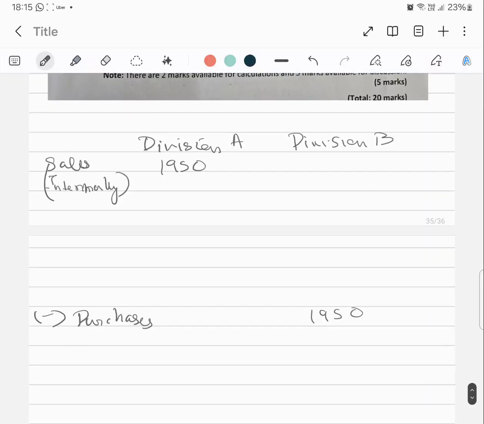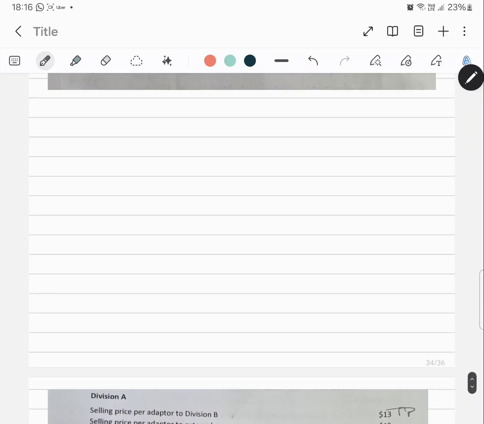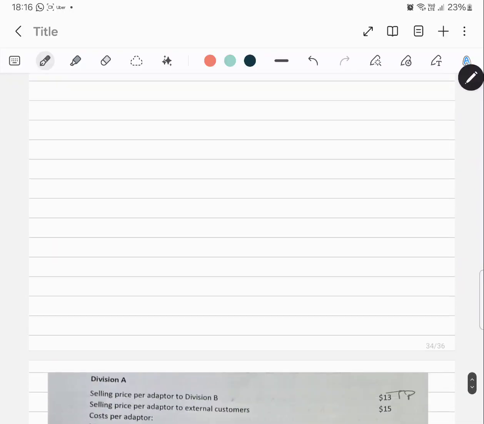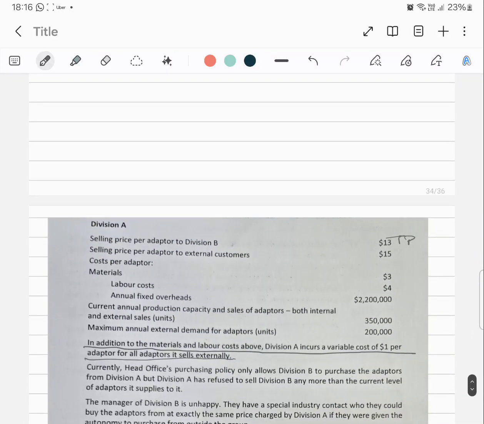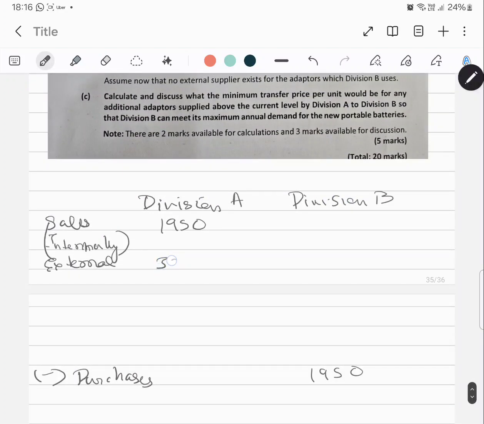Now, are there any external sales being made by division A? The external sales for division A are 2 lakh units at the rate of 15. So 2 lakh into 15 is 3,000 for the external sales.